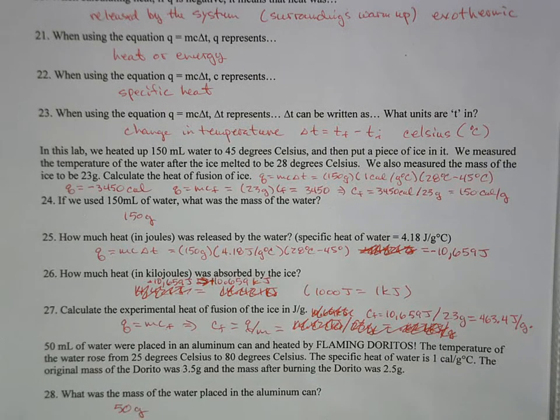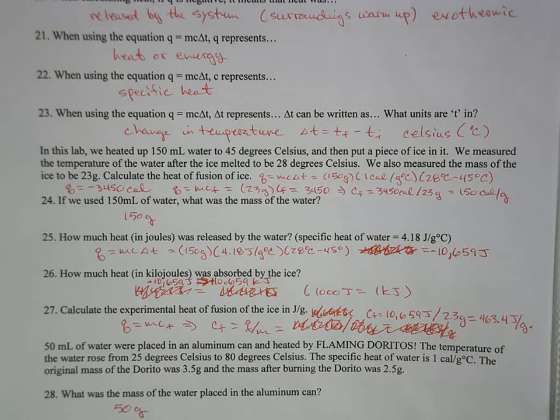So Q equals MC delta T: 150 grams of water times the 4.18 joules per gram degree Celsius times the temperature change. Okay, and in this case, the water cooled down. It lost heat because we put some ice in it. That's why it's negative 10,659 joules. It got colder. It lost heat. Okay, the water lost heat.